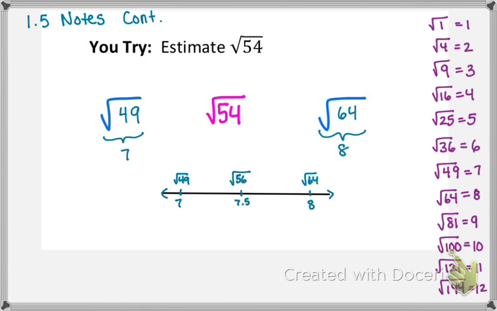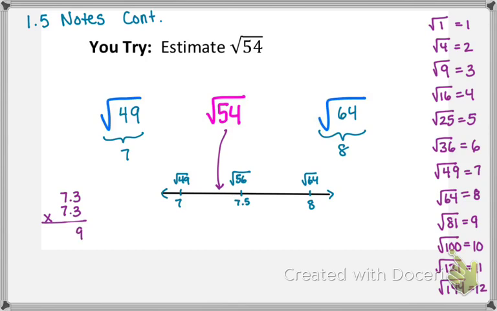Okay, so it looks like the square root of 54 is going to be less than 7.5. So we're going to estimate 7.3, 7.4. Either of those will be acceptable if you put 7.3 or 7.4. And then all we have to do is check it. So if I did 7.3, we just have to multiply to see if 7.3 times 7.3 would give me roughly 54 back.